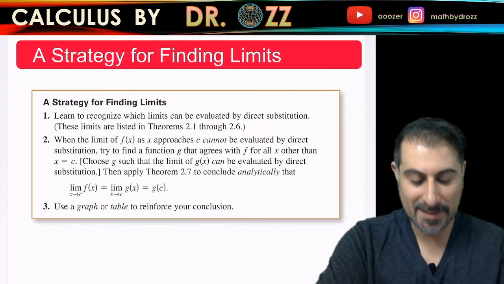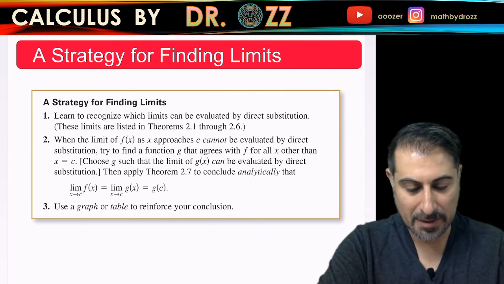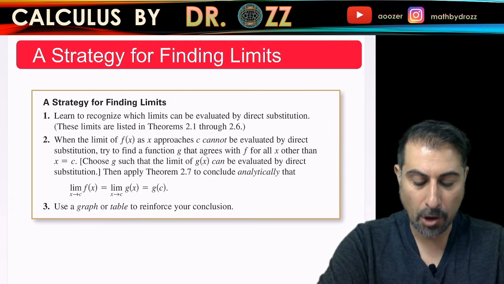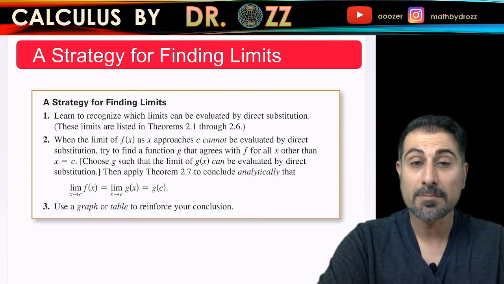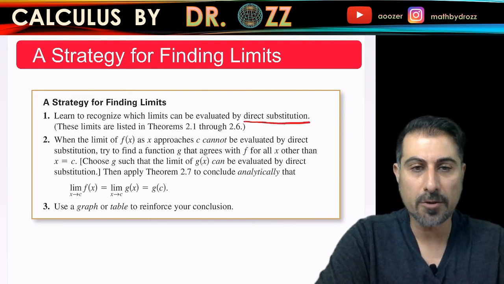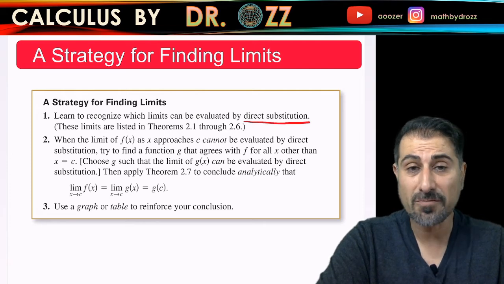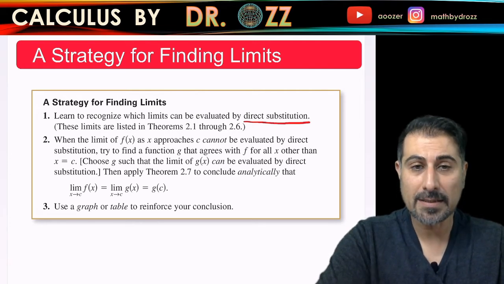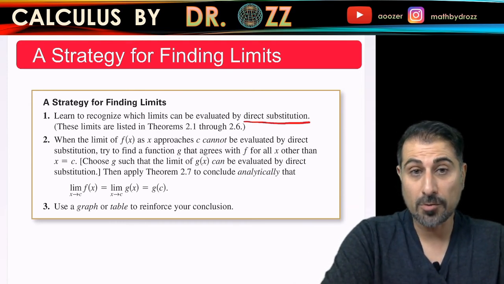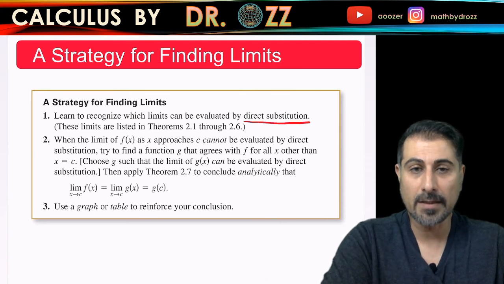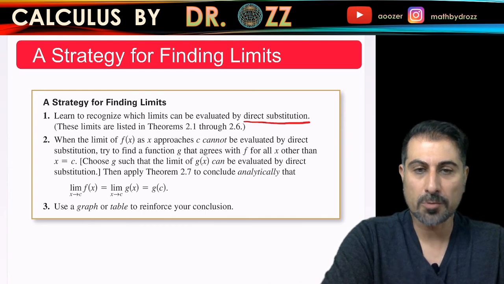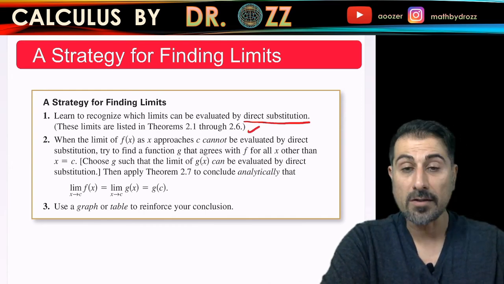All right, here is a strategy for finding limits. You can take it as a good recipe. The first item is learning to recognize which limits can be evaluated by direct substitution. If you have a polynomial, trig function, transcendental function, or rational function, where the limit point is nice enough for you to substitute c for x and get a real number in the output, that means direct substitution works perfectly. Then you don't need to do anything else.